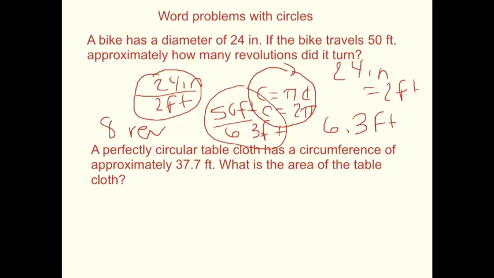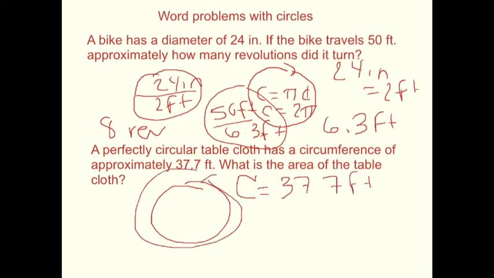So if we talk about the second word problem, a perfectly circular tablecloth. Okay, perfectly circular tablecloth. I'm drawing it. I'm drawing everything. I know that the circumference equals 37.7 feet. So that means I know that all the way around this equals 37.7 feet. Good. What is the area of the tablecloth?